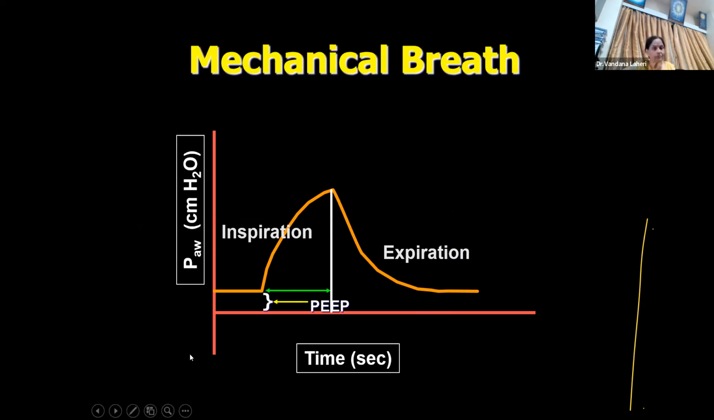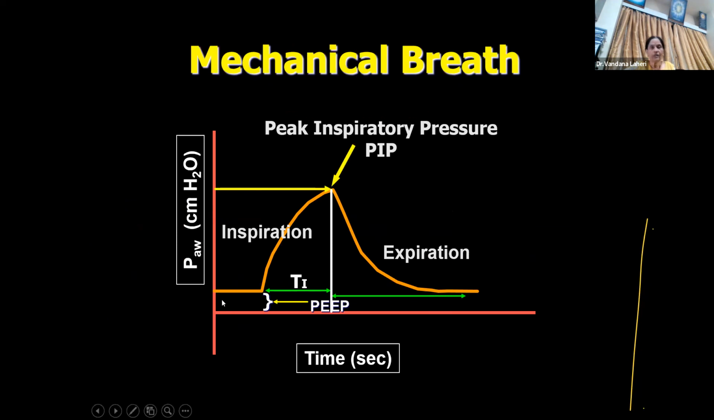This is pressure versus time. The pressures are not starting from zero. That means what you are giving is PEEP to the patient. These are inspiratory pressures. This is a mechanical breath. So this is inspiration, this is expiration. This is your peak inspiratory pressure here. This is the amount of PEEP that you are giving. This is inspiratory time. This is expiratory time.